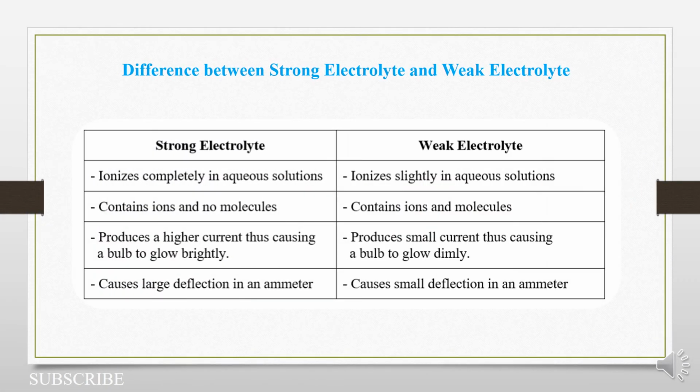So what are the differences between weak and strong electrolytes? Obviously, strong electrolytes will ionize completely in aqueous or molten form, while weak electrolytes will ionize slightly. Strong electrolytes usually contain ions and no molecules. Ions are good at ionization. That's where even the word ionization comes from. However, weak electrolytes contain ions and molecules, for example, water.